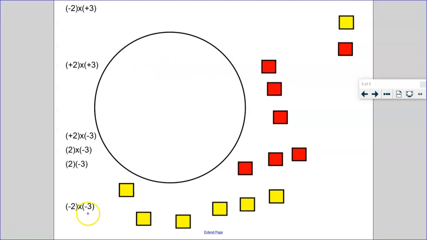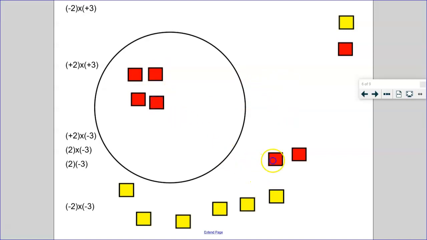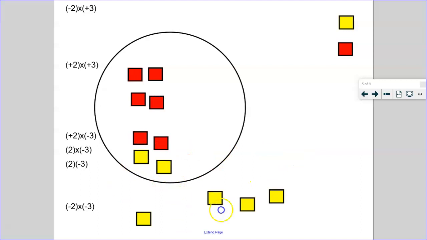negative 2 times negative 3. So 2 is our negative integer. 3 is modeled by red. So now we need to do some 0 pairing. So we're going to put in 3 sets of 2 red and 0 pair them off.